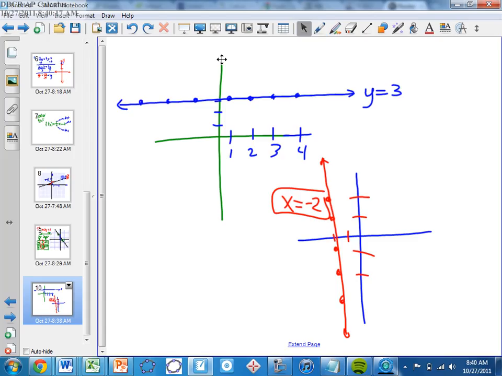Okay, is that clear? Again, horizontal lines are y equals, vertical lines are x equals. Whatever point of the axis they go through is the value. So since this goes through negative 2, it's negative 2. Since this goes through positive 3, it is positive 3. Okay, let's go to the word problem now.